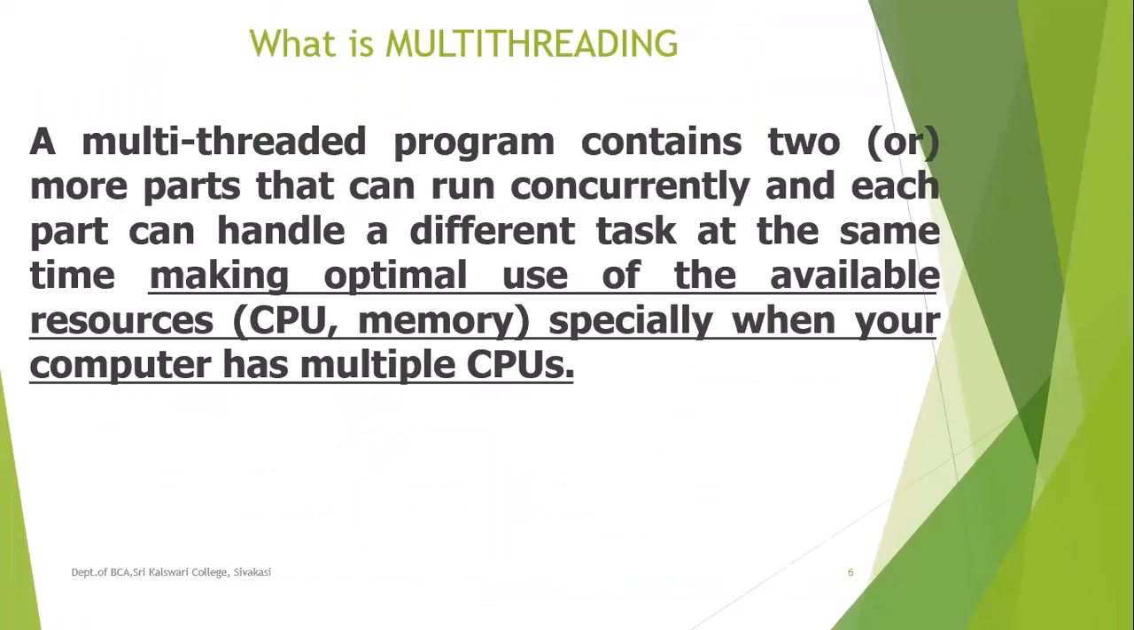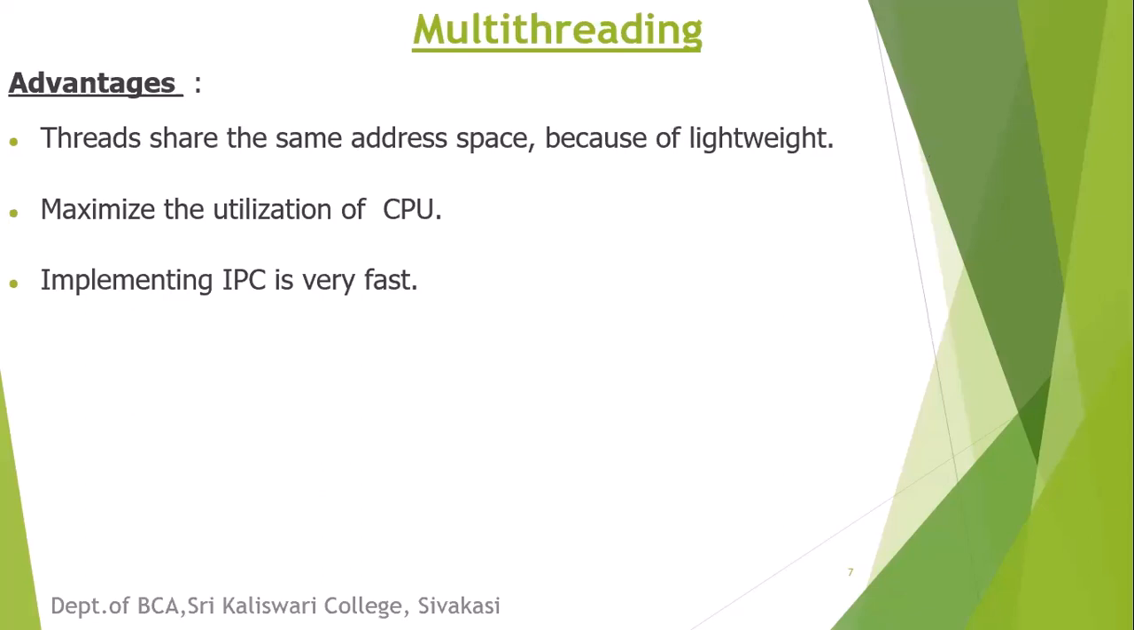Multi-threaded model means a single program can be divided into two or more tasks which can be executed at the same time in parallel. It means a single Java program can be divided into two or more subtasks which can be executed at the same time in parallel. Using multi-threading, we can make optimal use of CPU resources, memory and everything, especially when we have multiple CPUs. So, the advantages of using threads: threads are lightweight, which means all the threads are stored in a single address space.